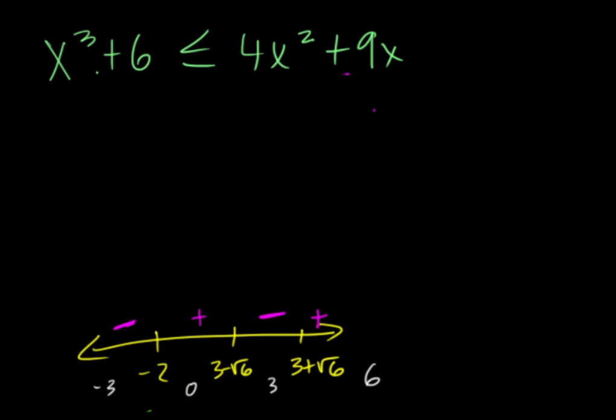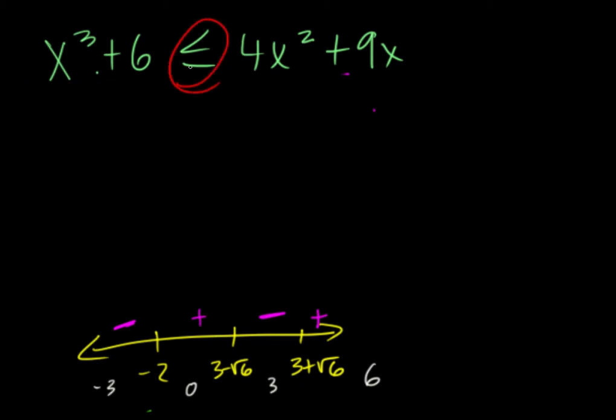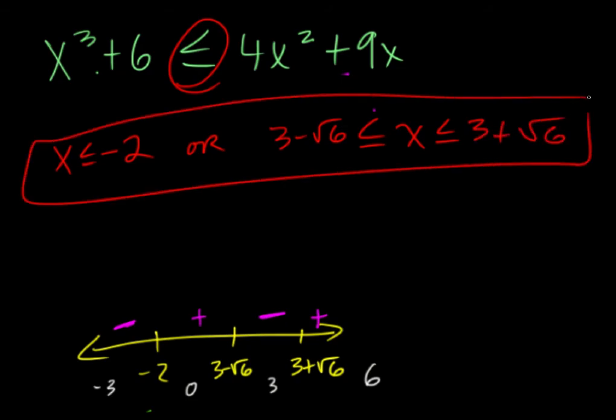Okay. And the original question was asking when we were less than. So since this was less than, we want to know when we're negative. So we're negative when x is less than or equal to negative 2, or when we're in between 3 minus the square root of 6 and 3 plus square root of 6. So that answers the inequality question.